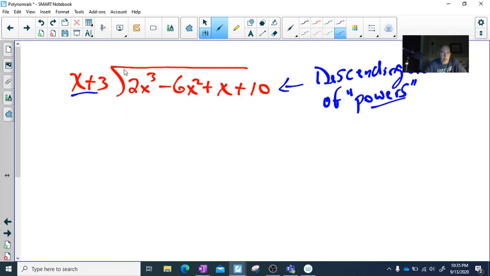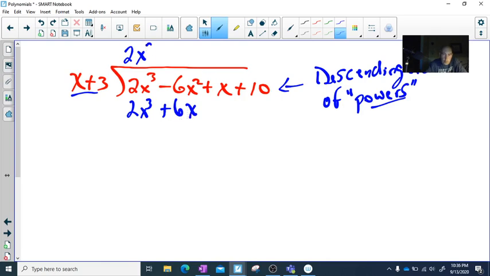Okay, so here we go. I'll go a little bit quicker now as we kind of start to get the hang of this. What would I have to multiply the first term by, x, to get 2x cubed? The answer would be 2x. 2x times x, 2x cubed. 2x times a positive 3 is a positive 6x.